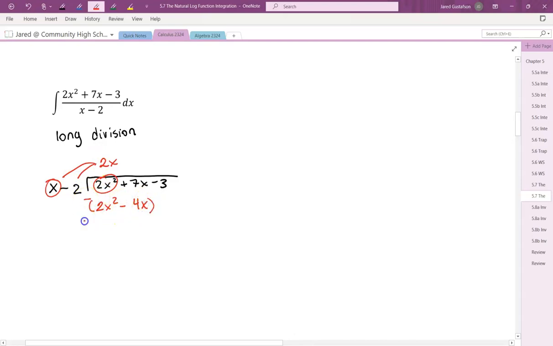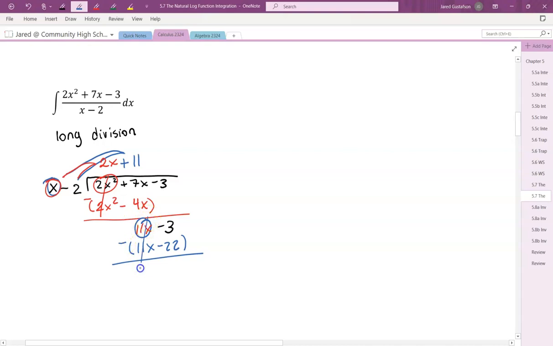And do not forget to subtract. 2x squared minus 2x squared cancels. That's on purpose. 7x minus negative 4x, that's 11x. And we're going to drop down the next term, the minus 3. Now, we look at 11x and we look at x. What do we need to multiply to x to make 11x? That is plus 11. We multiply plus 11 to both of those, so we get 11x minus 22, but of course we are subtracting. 11x minus 11x, gone. Negative 3 minus negative 22, watch your signs.